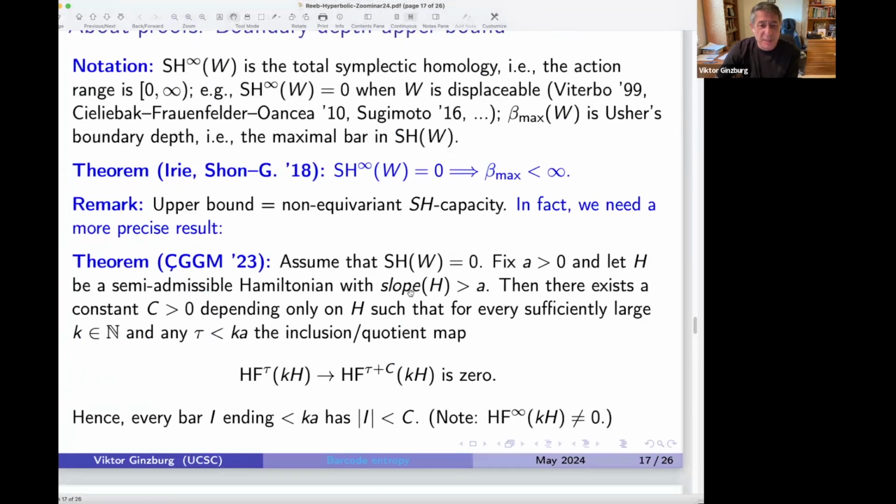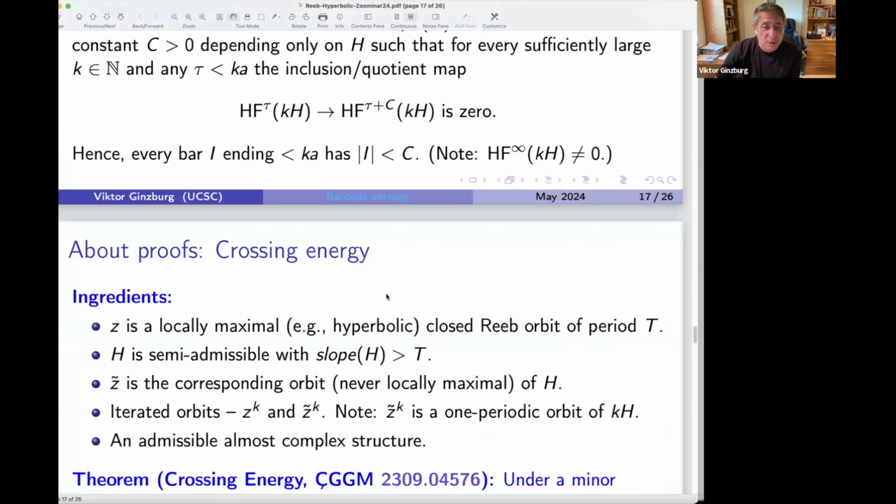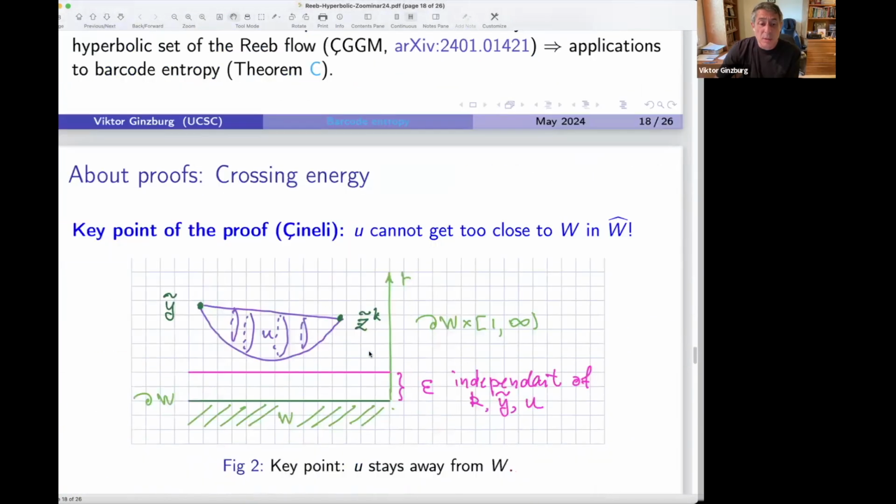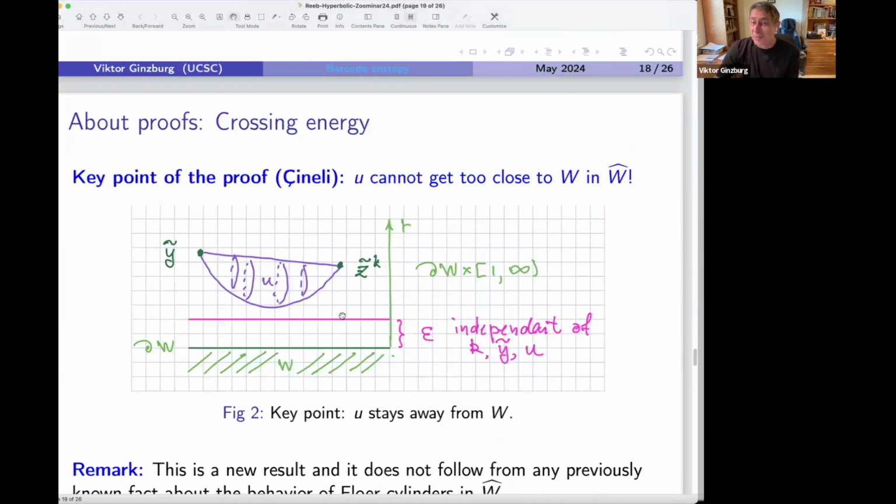And what happens in this theorem, I'm taking the Hamiltonian with the slope greater than the period of Z. But then I don't understand, why do you say that you have a cylinder of periodic orbits? In that case, it would be isolated, no? No. I have a cylinder of periodic orbits, but not one periodic orbit. It's isolated as a one periodic orbit, but not as an invariant set. Ah, okay. Okay, sorry.